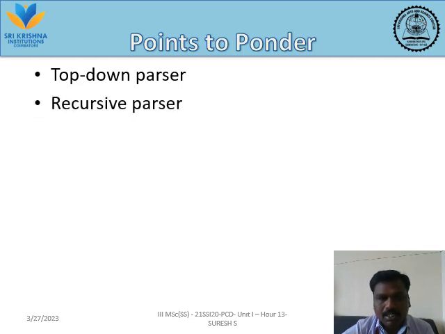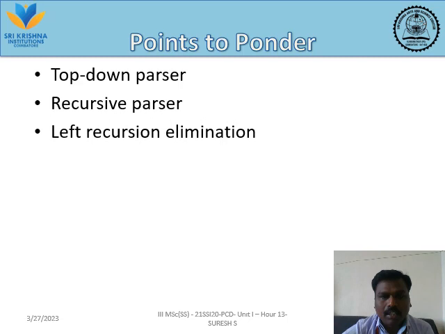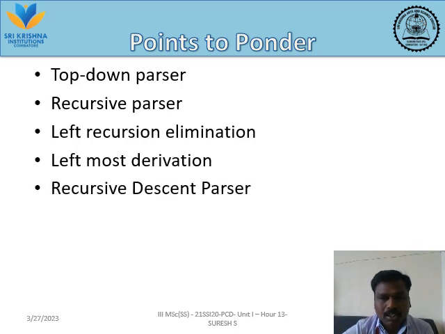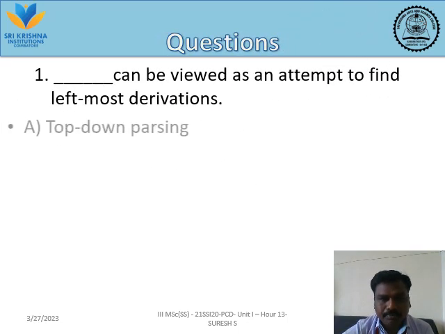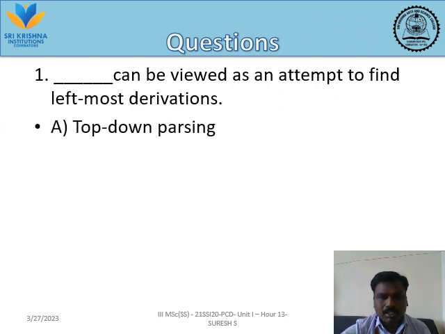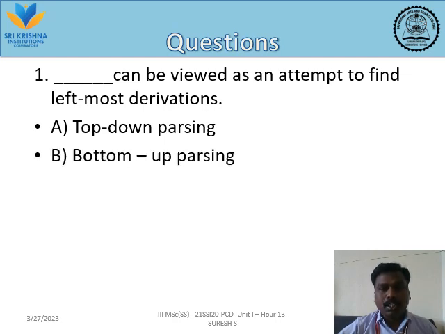In the next lecture we will see more on this, and we will move on to predictive parsing. Today we have seen what a top-down parser is, the recursive parser, and left recursion elimination, how we have done the left recursion elimination, the leftmost derivation, and the recursive descent parser in this class. Now the question and answer session. Let me ask the first question. Dash can be viewed as an attempt to find the leftmost derivation.